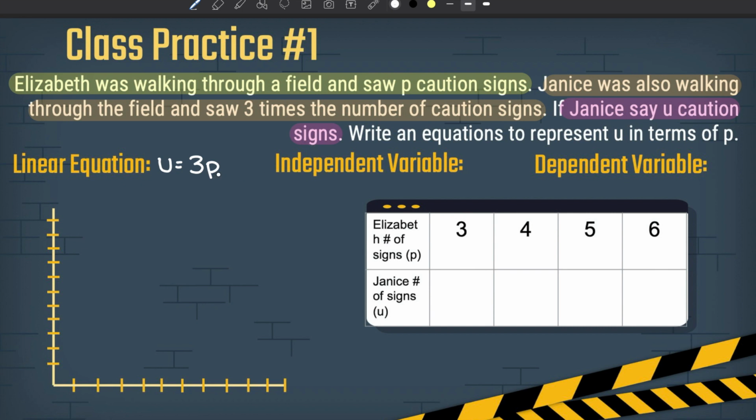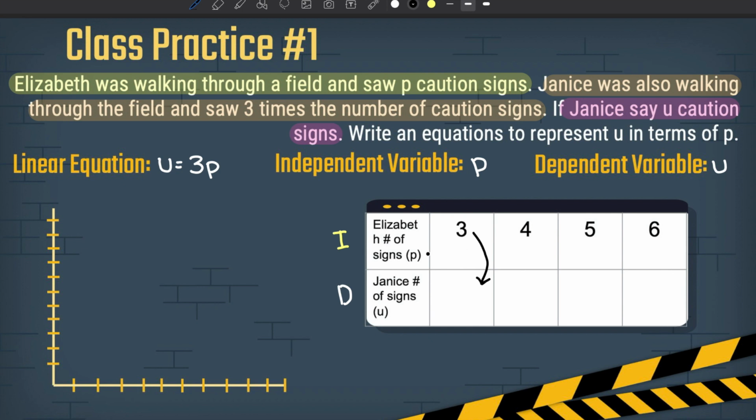Remember, our independent variable does not depend on our dependent variable. So P is our independent variable and U is our dependent variable. And I'm just going to label this on our graph. All right, now we just need to plug in our chart, the information using our linear equation.